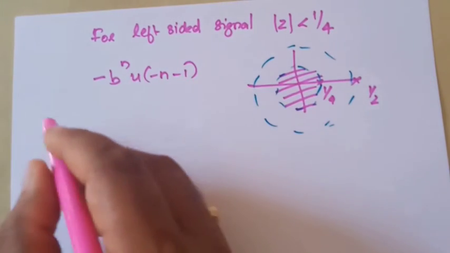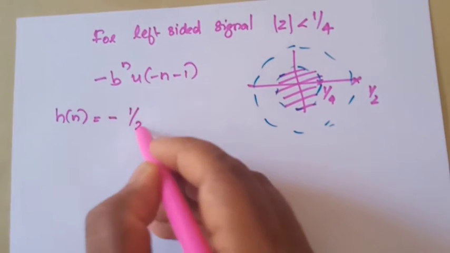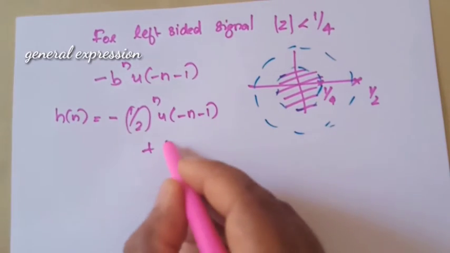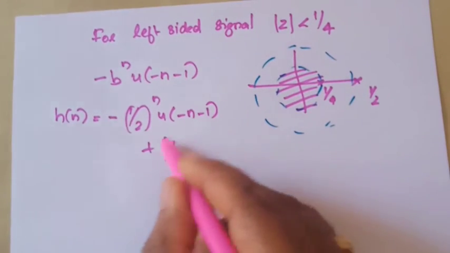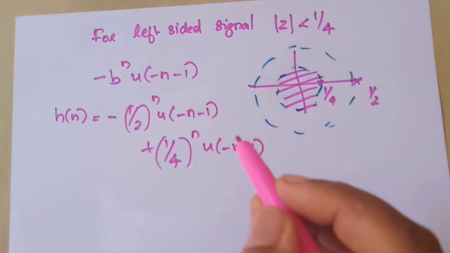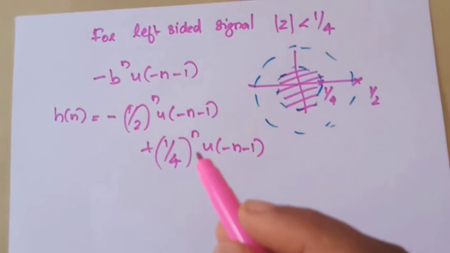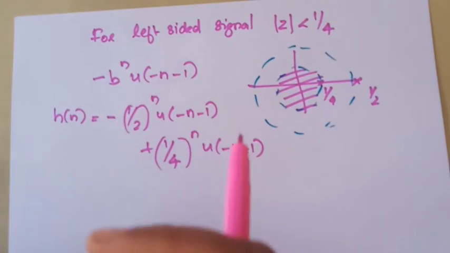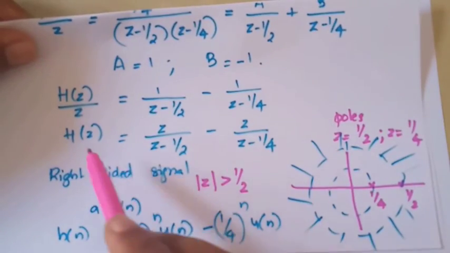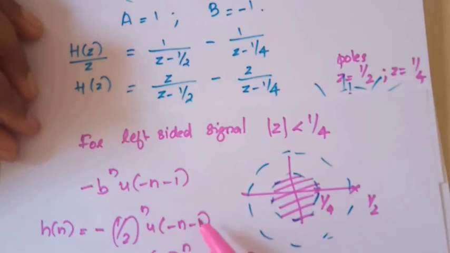We know that the general expression for the inverse of a left-sided signal is minus b raised to n u of minus n minus 1. We apply that formula to find the inverse of H(z) for a left-sided signal. Let's consider our H(z) equal to z/(z - 1/2) minus z/(z - 1/4).